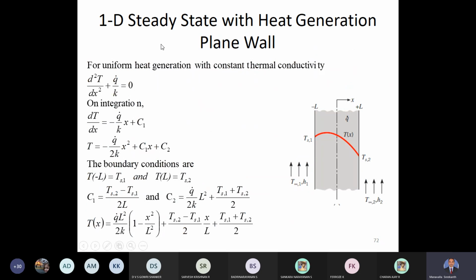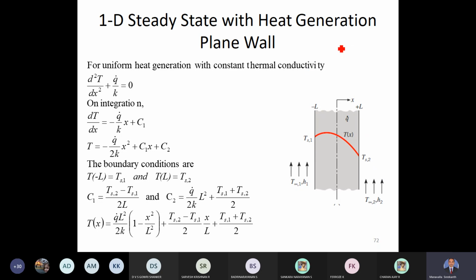Now we will consider one example: 1D steady state with heat generation in a plane wall. We have seen this plane wall geometry before. We found the temperature distribution inside a plane wall without heat generation when the two extreme wall temperatures are given. Now the same thing we are taking up once again, but now we will include heat generation. For the sake of clarity in the subsequent slides, I would like to point out one difference between this geometry and the previous geometry that we have seen earlier.